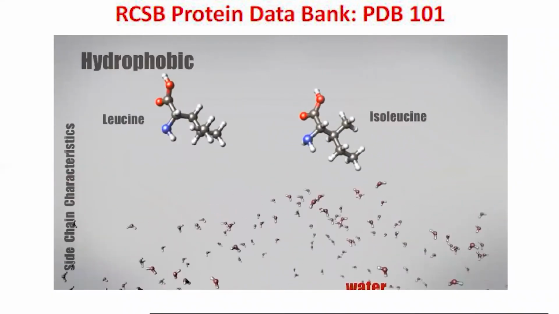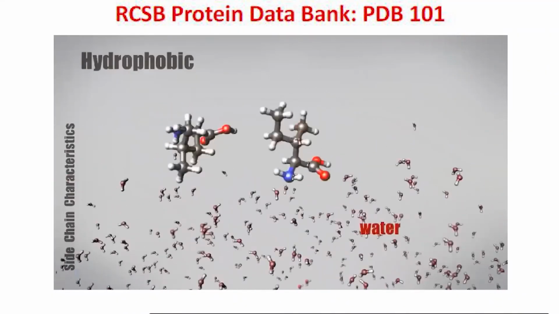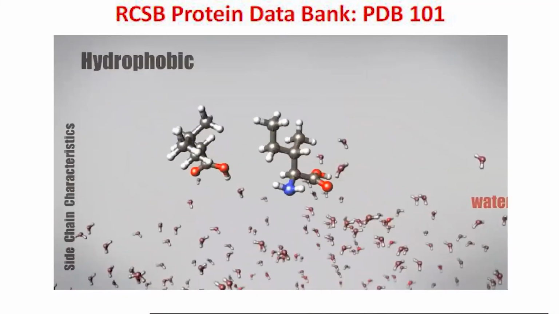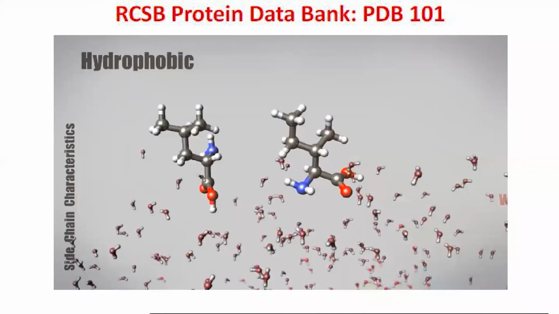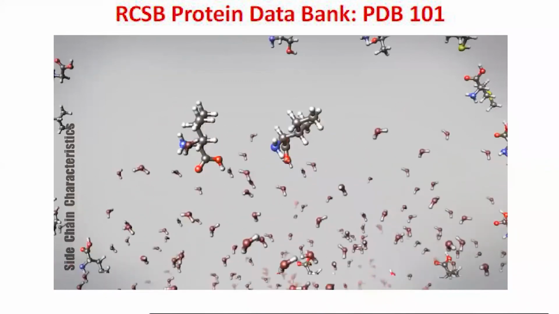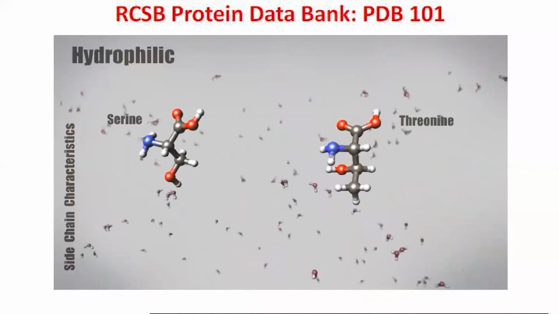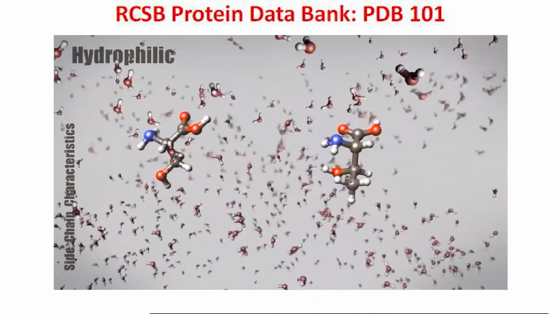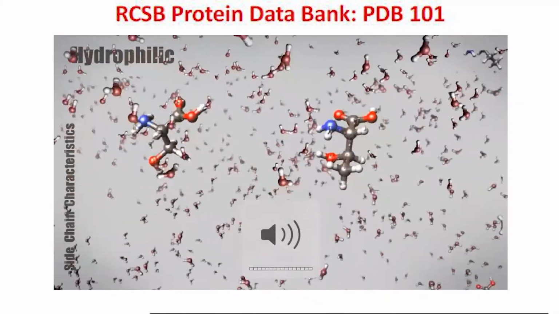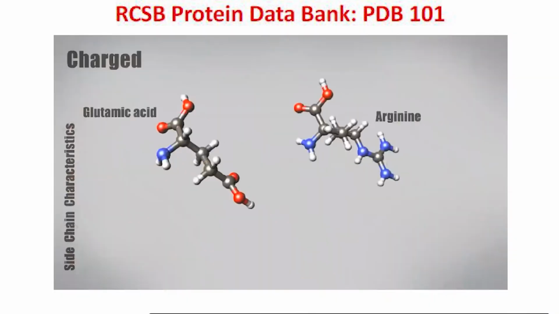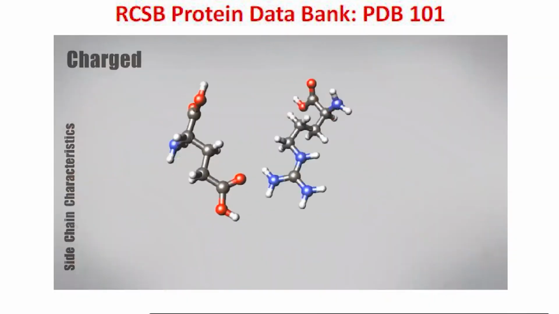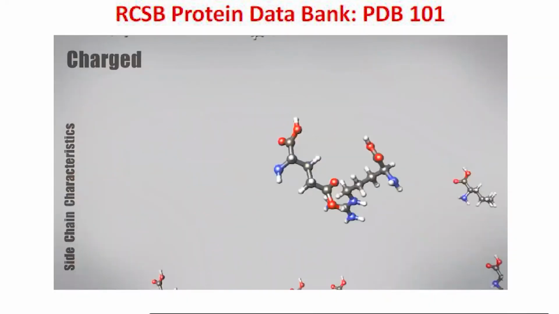Hydrophobic amino acids, such as leucine and isoleucine, have carbon-rich side chains which don't interact well with water. Now, you can see all these water molecules which are also being shown in this schematic. Remember, whenever we look at any structure, it's always surrounded by water molecules, a topic I'll come to next week. Hydrophilic amino acids, such as serine or threonine, interact well with water. Charged amino acids like glutamic acid or arginine interact with oppositely charged amino acids or with water.